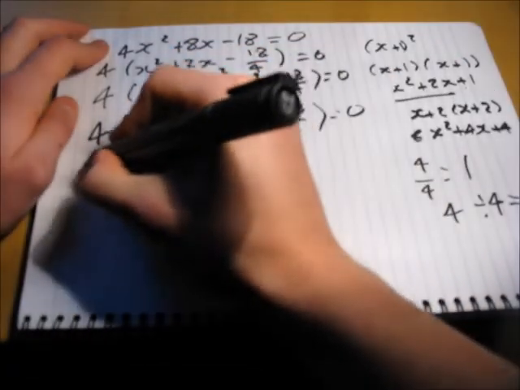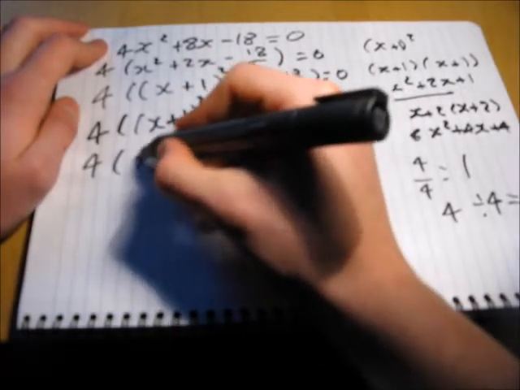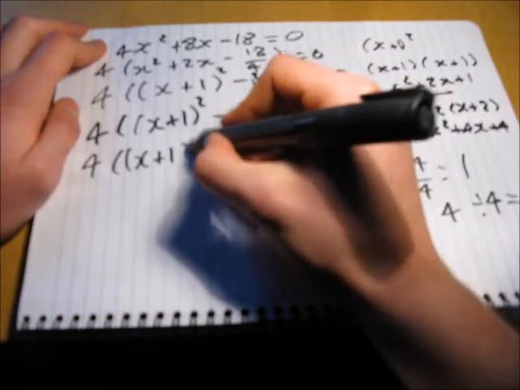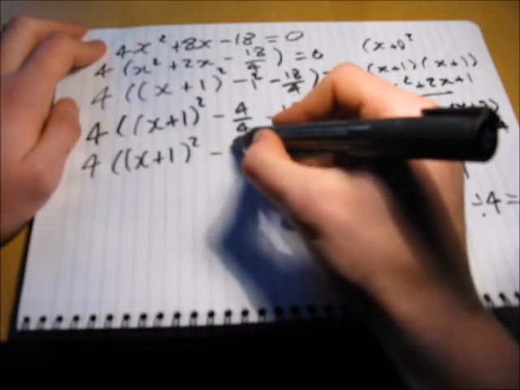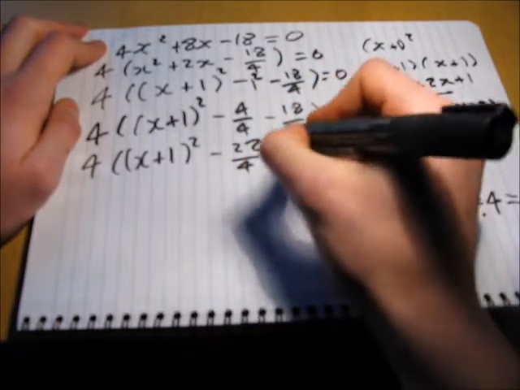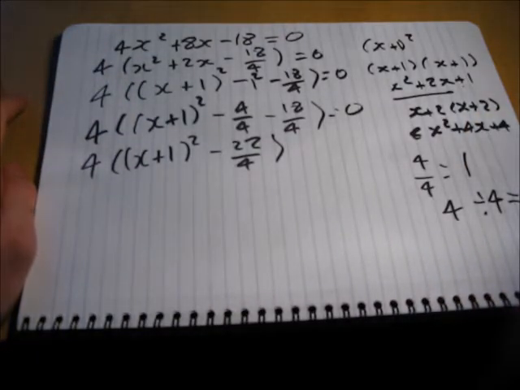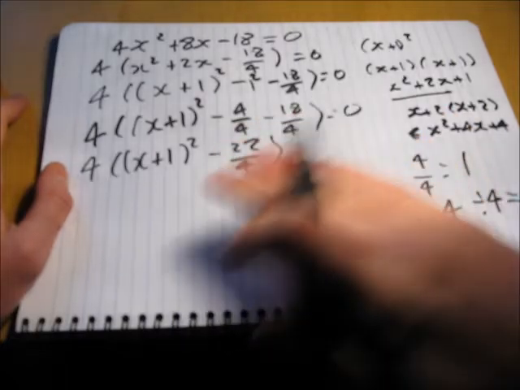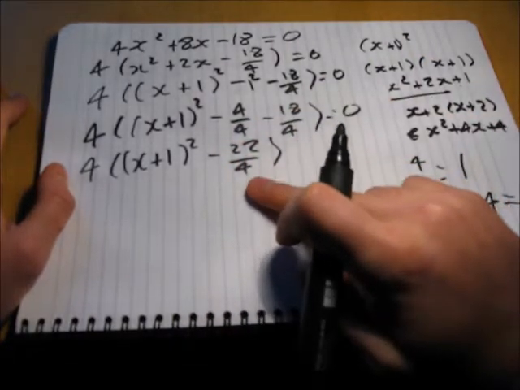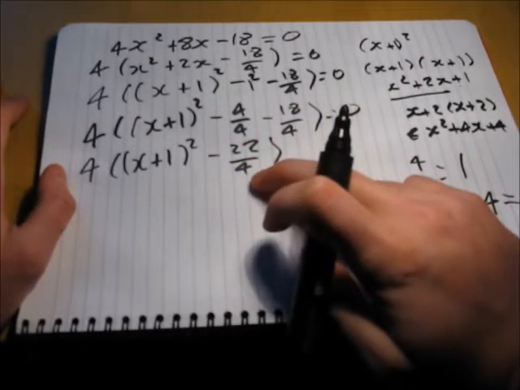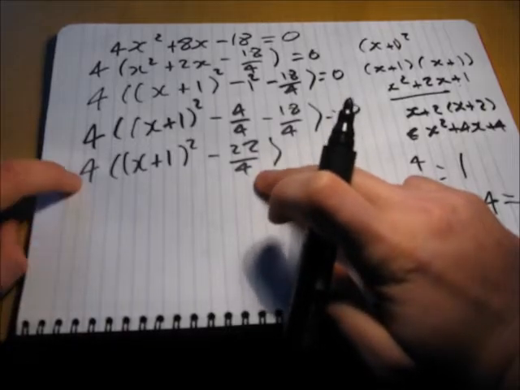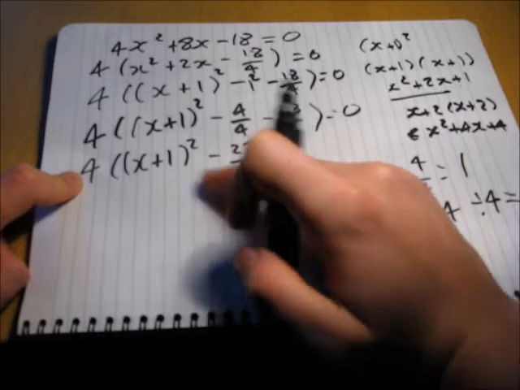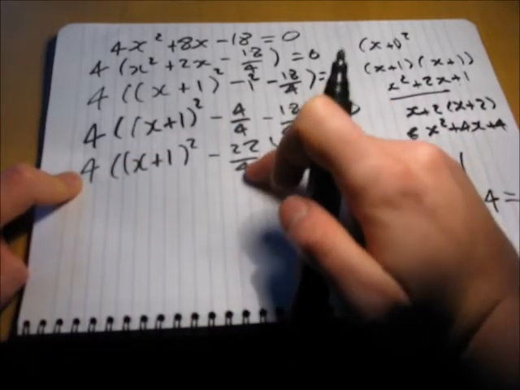And now we're going to go to the next line. We're going to have 4 times x plus 1 squared, minus 22 over 4. Okay, now this is the part that can get tricky. So what we have here is that the x plus 1 squared stays, never touch it. But the minus 22 over 4 is still dictated by this 4. This 4 is still locked in, basically.